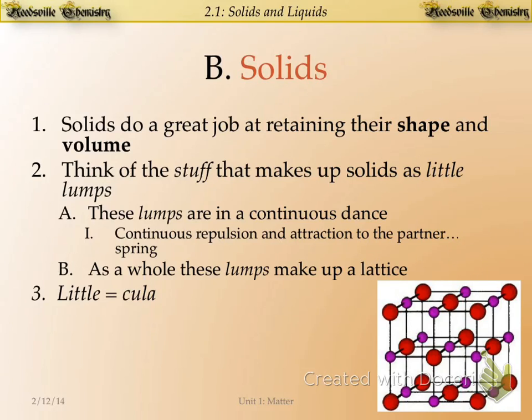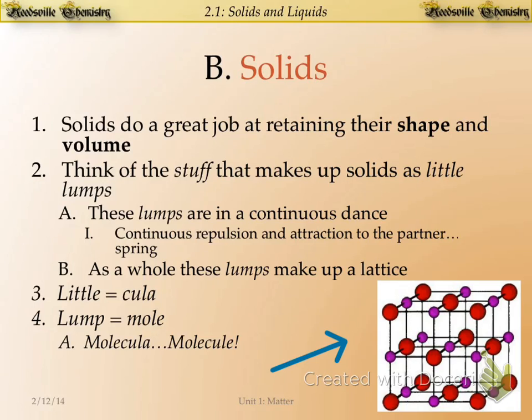Now, we don't always have to say the phrase little lumps. Okay, that just sounds kind of unscientific. So let's see if we can change that around a little bit. Well, in Latin, cula means little. Mole is the Latin term for lump. If we combine the two, we will find the word molecule. There you go. So this big solidified collection of little lumps is what we would know as a solid. Okay? Kind of cool stuff.